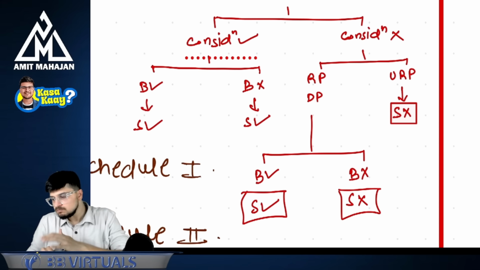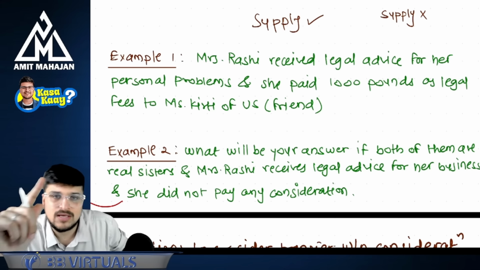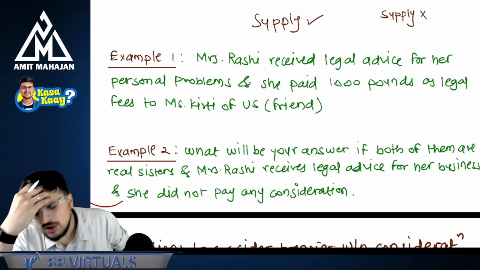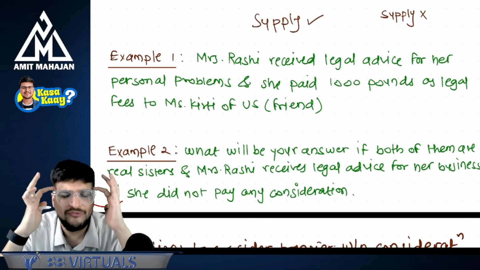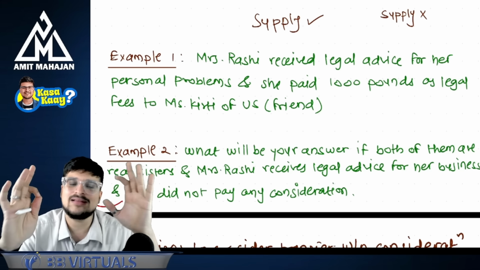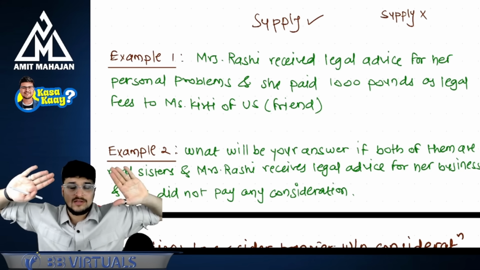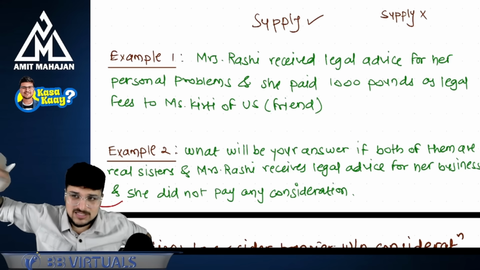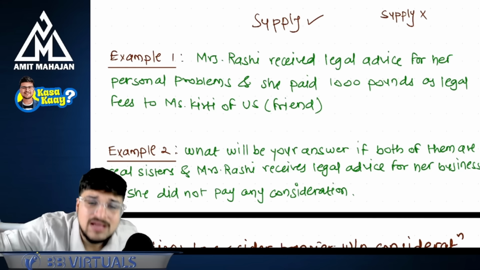Mrs. Rashi received legal advice for her personal problems and she paid £1,000 as legal fees to Miss Kirti of US, who is Rashi's friend. Always remember, whenever you get any question related to importation of service, you have to first think about the chart. This chart says that first of all, we need to identify whether it is with consideration or without consideration. If it is with consideration, irrespective of whether it is for my business or not, it does not matter. It will always be considered as supply.